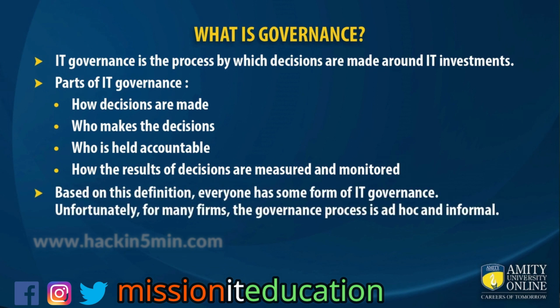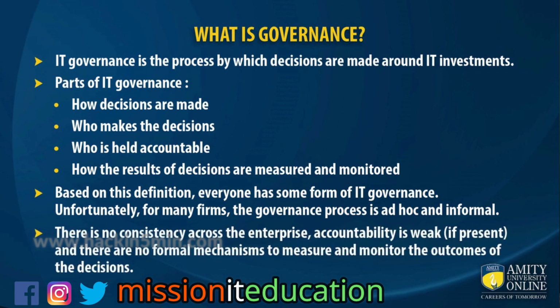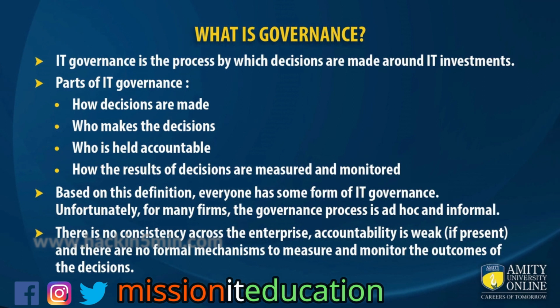Based on this definition, everyone has some form of IT governance. You would say that all those things we do already, isn't it? You take care of how decisions are made, you think while making decisions about how they will affect everything. But unfortunately, for many firms the governance process is ad hoc and informal, isn't it? We all do it informally. So that's the problem. We need to have a proper plan and document everything. That's why we cover governance in cybersecurity. There is no consistency across the enterprise. Accountability is weak, if present at all, and there is no formal mechanism to measure and monitor the outcomes of a decision.